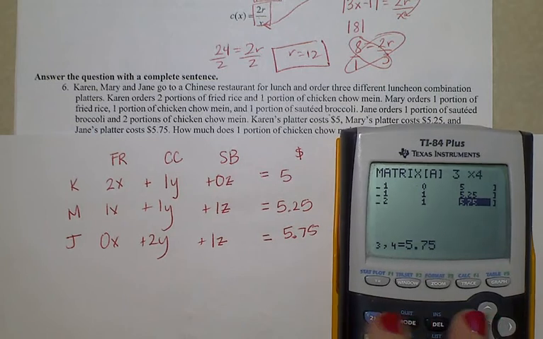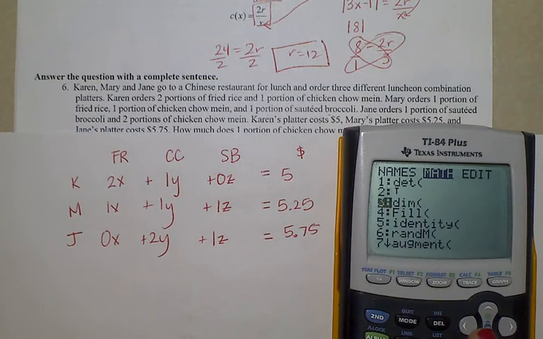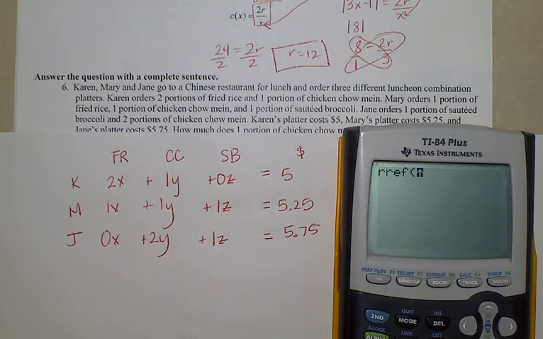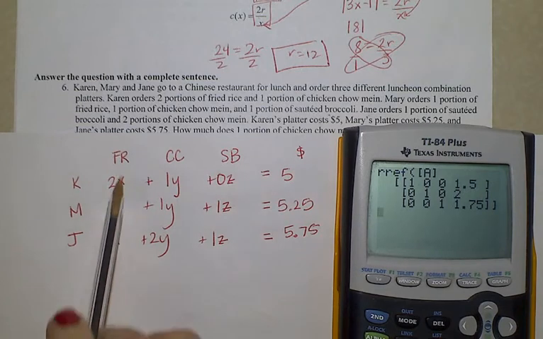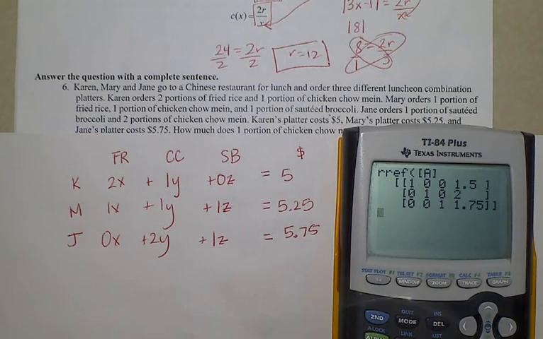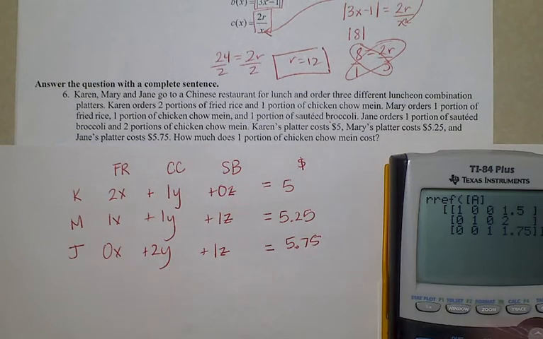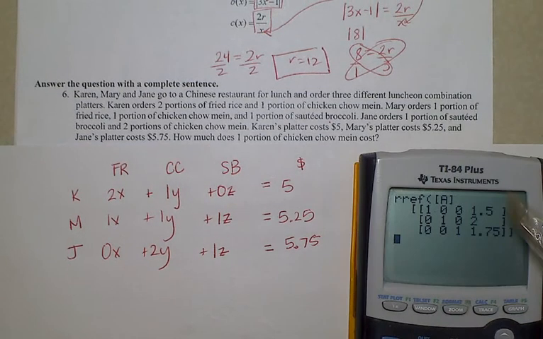After you've done that, you're going to follow the same direction. Second quit, second matrix, go to math, RREF, second matrix, press enter twice. Okay, the first one represents our first column, which is fried rice. So one portion of fried rice would have cost $1.50. One portion of chicken chow mein is $2, and one portion of sauteed broccoli is $1.75. This particular question says how much is one portion of chicken chow mein cost, and that would be $2.